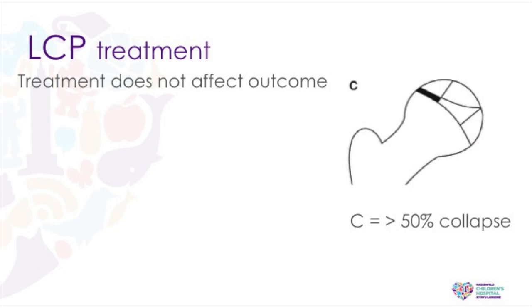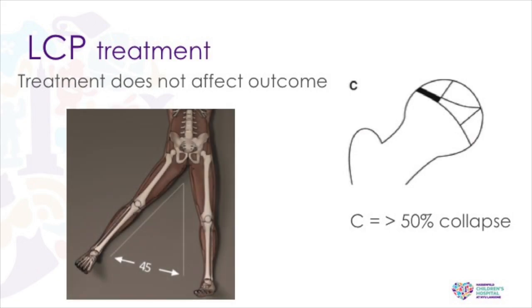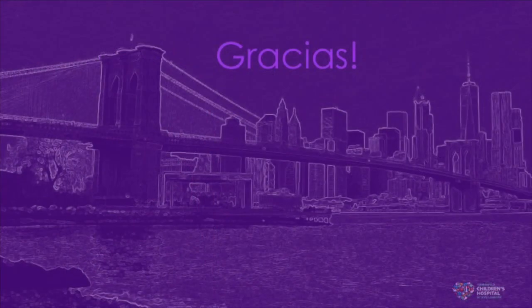In type C hips, where there has been more than 50% collapse, treatment does not typically affect outcome. Range of motion should be maintained to avoid early degenerative arthritis. This concludes the high-yield review of pediatric hip topics designed for exam optimization.